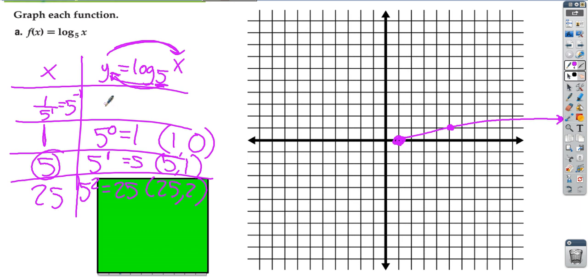When 5 is raised to the negative 1 power, we get 1/5 as our x value. So that's our x, and our y would be negative 1. So (1/5, -1) puts us here. Remember, this is like an asymptote. It's never going to go into the negative x zones because we can't raise something to a power and get a negative answer. So that's roughly what the graph looks like.